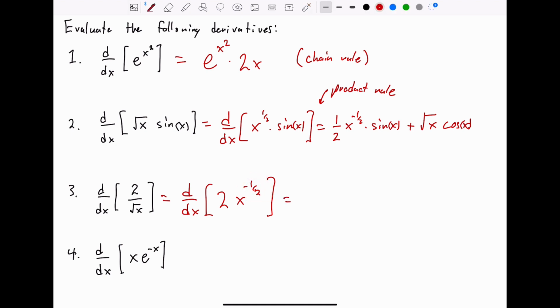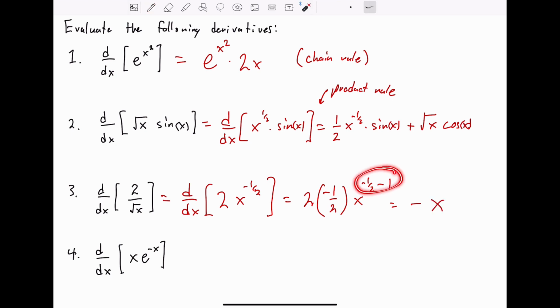So we have 2 times the negative 1/2 times x to the negative 1/2 minus 1, and this gives us 2 over 2, those cancel, so we have minus x to the minus 1/2 minus 1. That would be minus 1/2 minus 2/2, that's negative 3/2. So negative x to the negative 3/2.